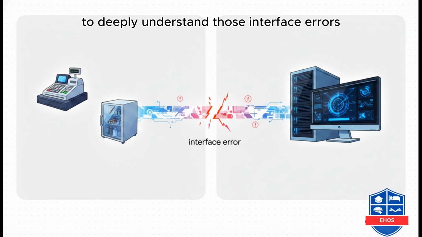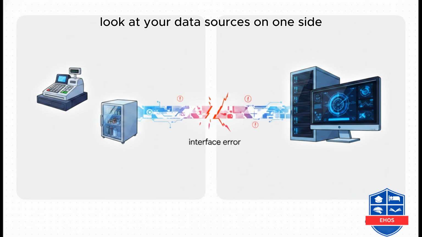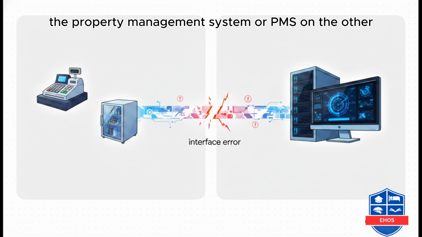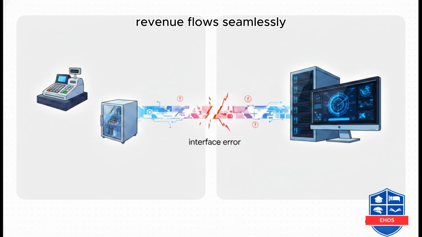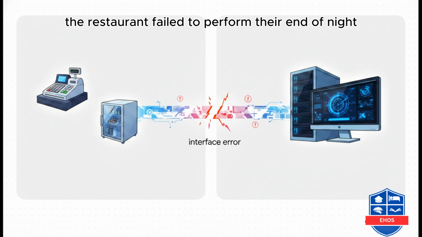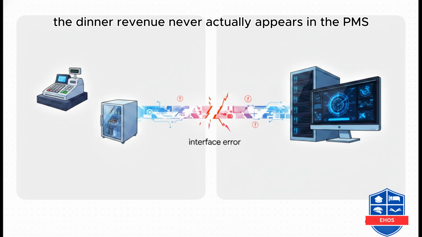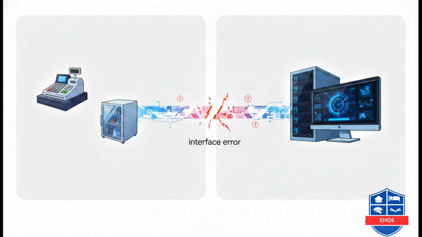To deeply understand those interface errors, look at your data sources on one side, say the restaurant point of sale, automated minibars, the telephones, and your revenue destination, the property management system, or PMS, on the other. When everything is humming along properly, revenue flows seamlessly. But occasionally, that bridge goes down. Maybe the restaurant failed to perform their end-of-night batch closure, which is really just the process of finalizing all those daily credit card transactions, so the dinner revenue never actually appears in the PMS. Recognizing this specific pattern tells you the money isn't missing, it's literally just stuck in traffic.